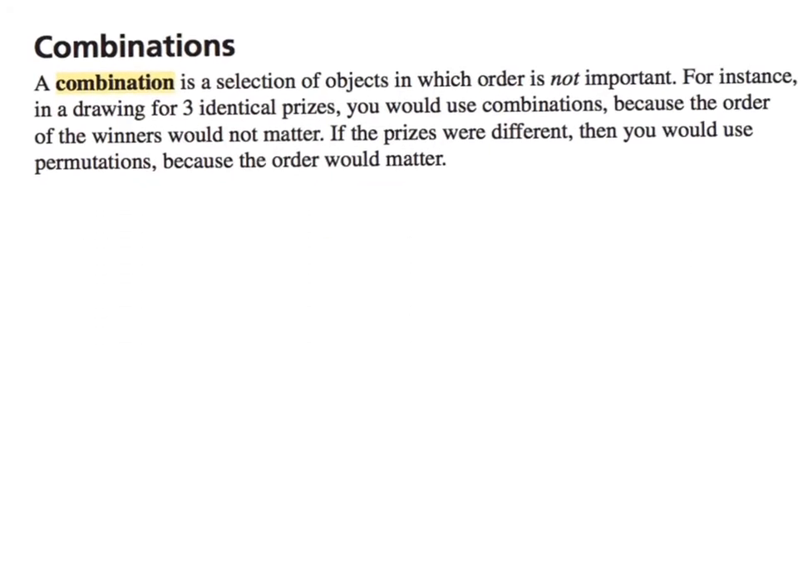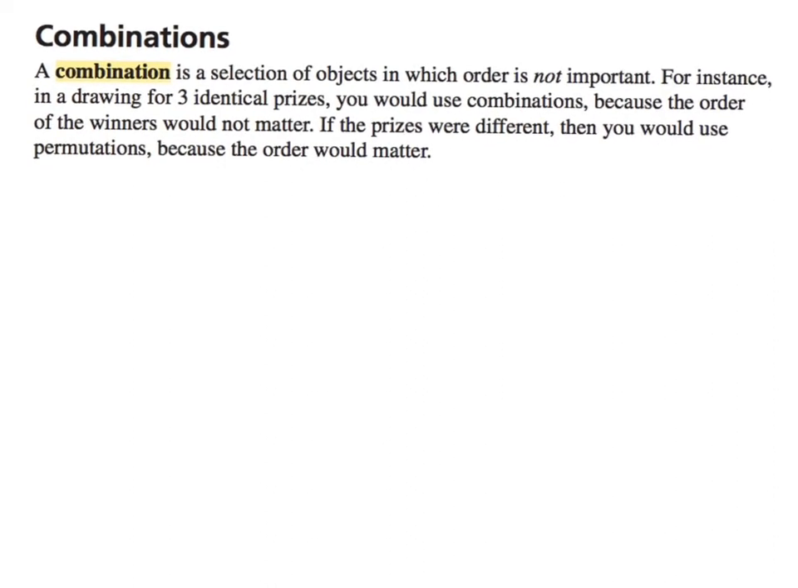Now let me just go over permutations once again. You've done permutations. I'm now going to teach you about combinations. If you're comparing something and you have to put things in a certain order, then you're going to use the permutations formula. If order is not important, you're going to use the combinations formula. So a combination is a selection of objects in which the order is not important. For instance, in a drawing for 3 identical prizes, you would use combinations because the order of the winners would not matter. If the prizes were different, then you would use permutations because the order would matter.